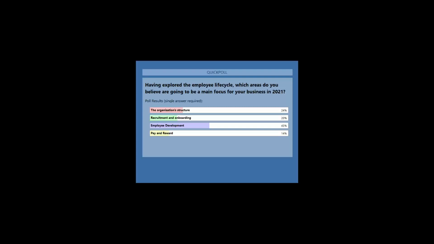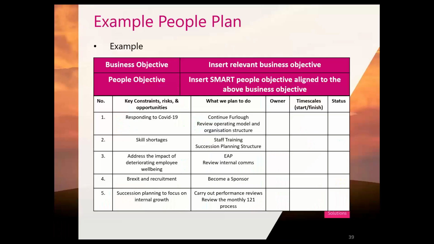So it's good that we're seeing businesses wanting to focus on recruitment. So what I'm going to do, just to finish off, is go through an illustration of how we can use a people plan. So hopefully you can all see the table here.